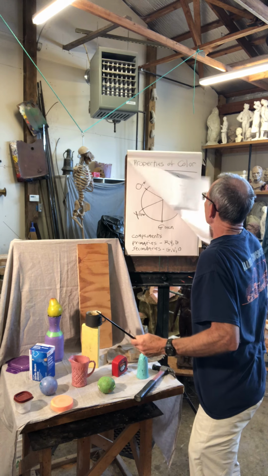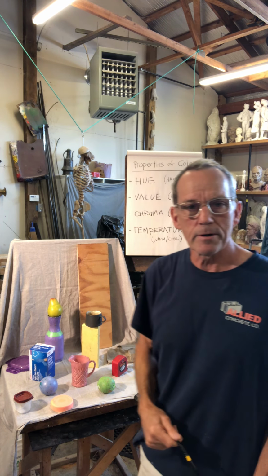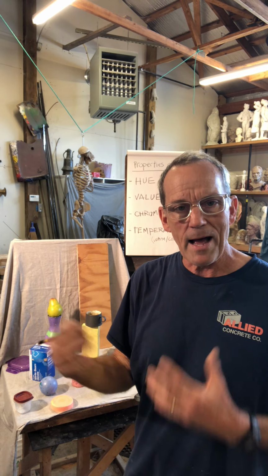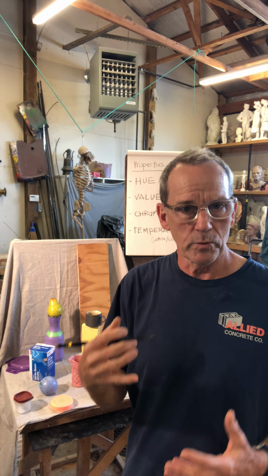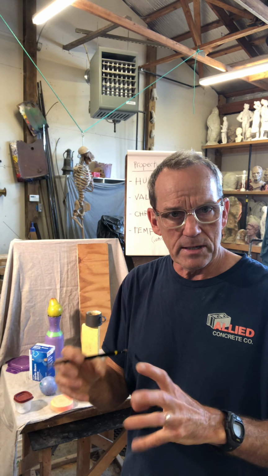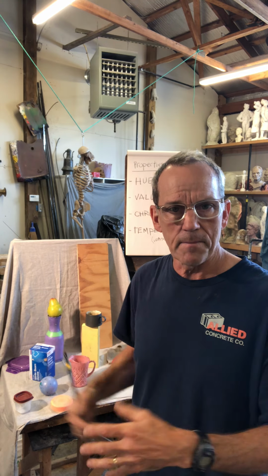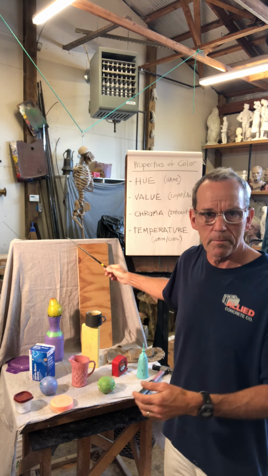All right. So the four properties of color: hue, value, chroma, temperature. We'll have a homework assignment in which you will simply be trying to make sense of your tube colors in terms of where they fit in these four properties of color.